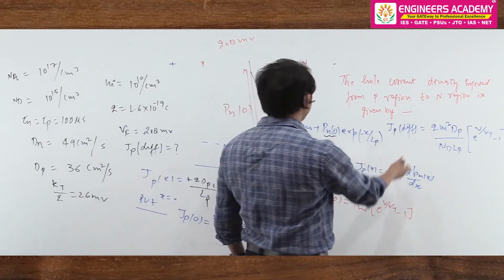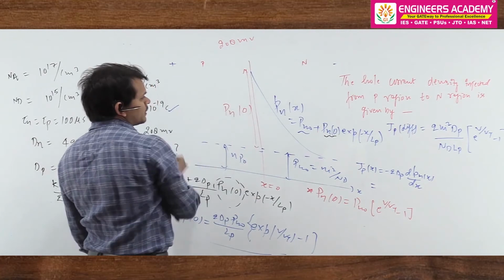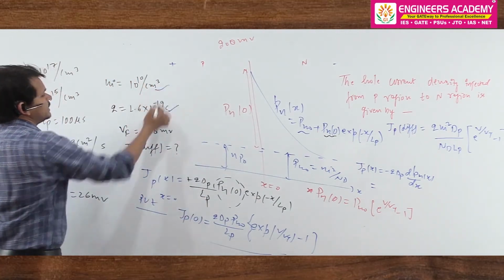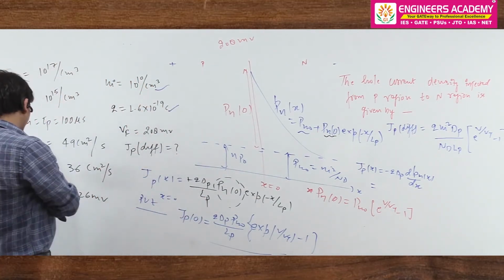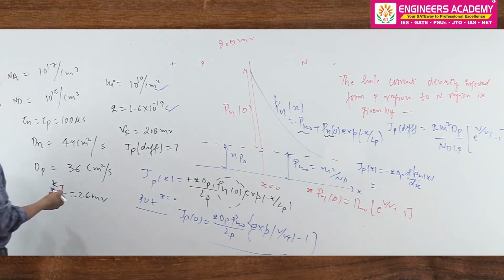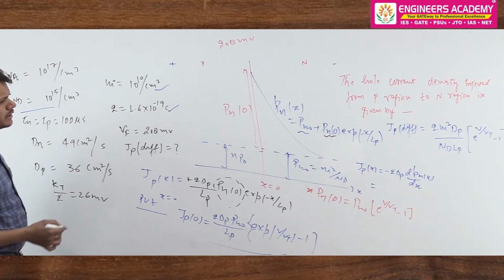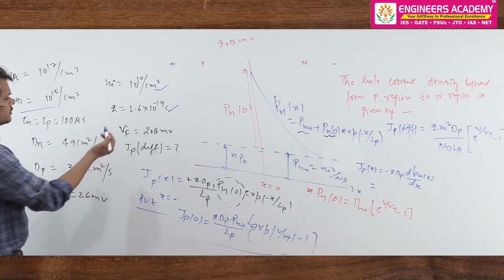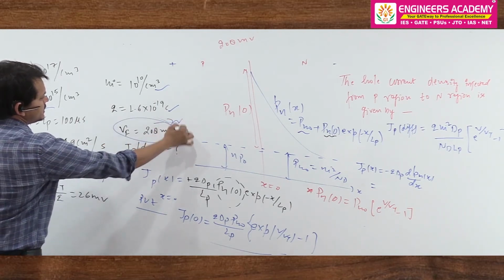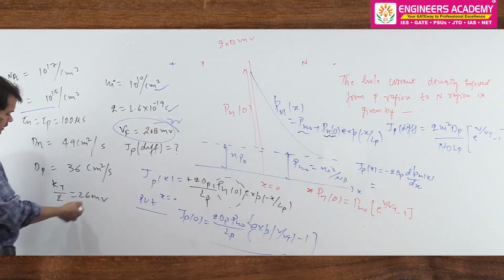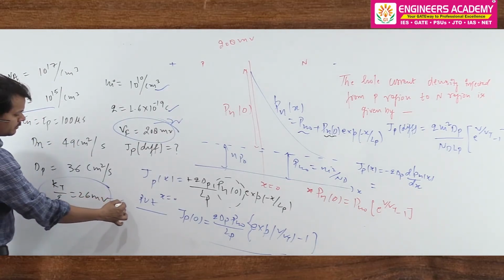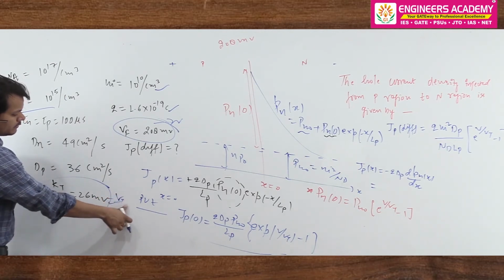See, if I just replace all the numbers, because here the q is given, ni is also given, and nd is also given. If I just see the nd, where is nd? This nd is also given. So ni given, q given, nd given. Now v is also given, and vt is also given, this is vt, 26 millivolt. So here we observe that the vt is also given.